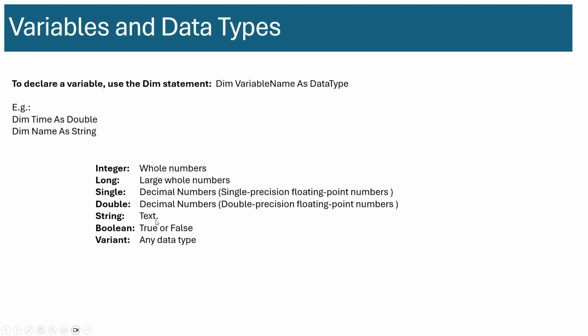String is basically for text type data, Boolean for true or false, and variant is when you don't know what data type your input is, so you can have a wide range. And these are examples of how you initialize your variable with the data type. So in this case, in the beginning of the code, I will write dimension time as double, dimension name as string, etc.